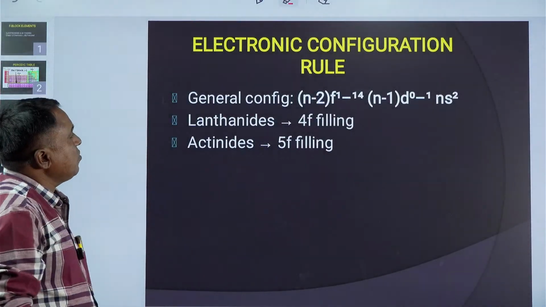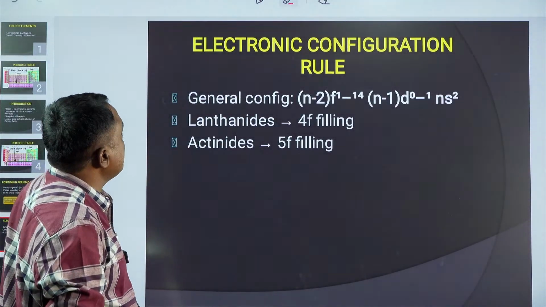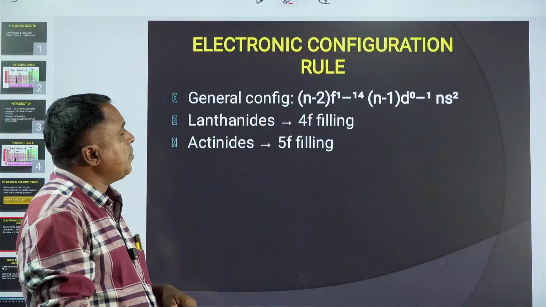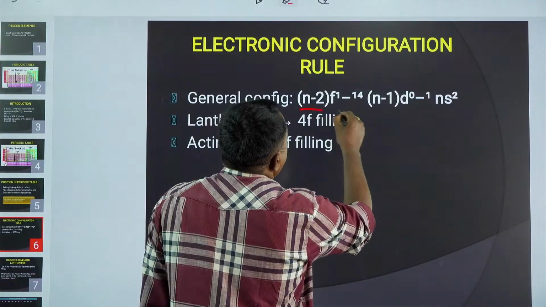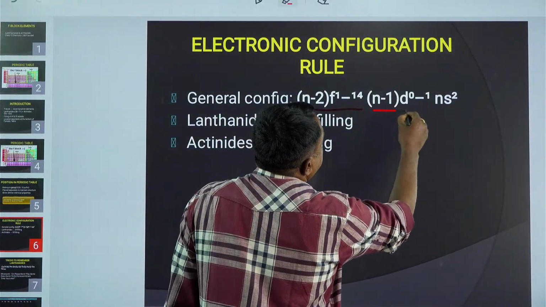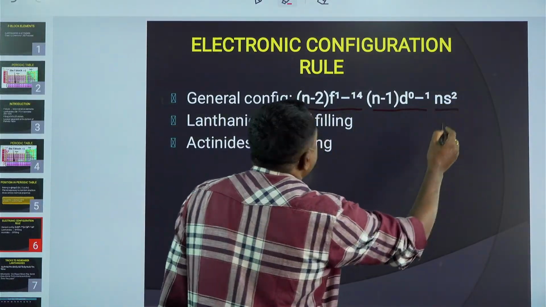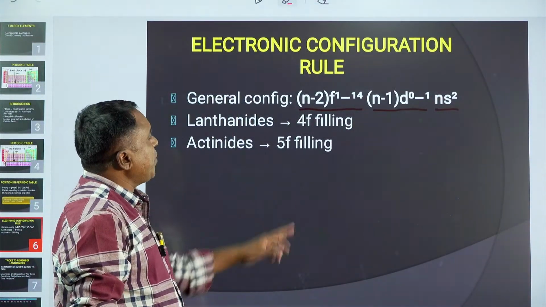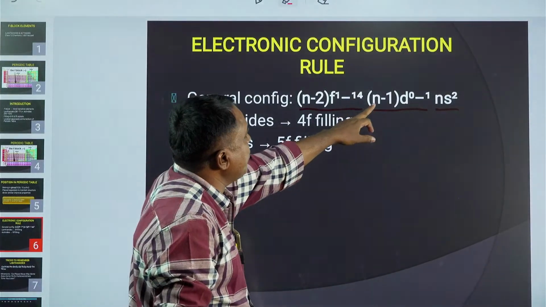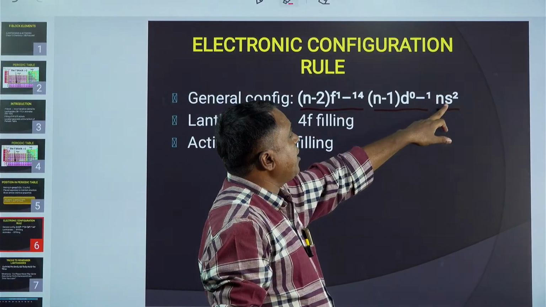After this, coming to the electron configuration. The general electron configuration for the F-block elements is (n-2)f1 to 14, (n-1)d0 to 1, ns2. So this is the general electron configuration of the F-block elements: (n-2)f1 to 14, (n-1)d0 to 1, ns2.